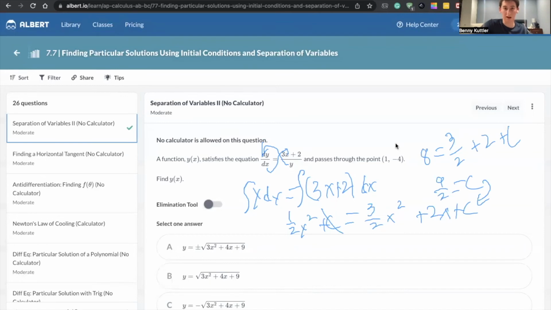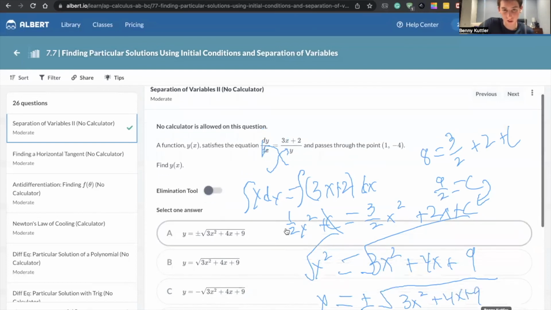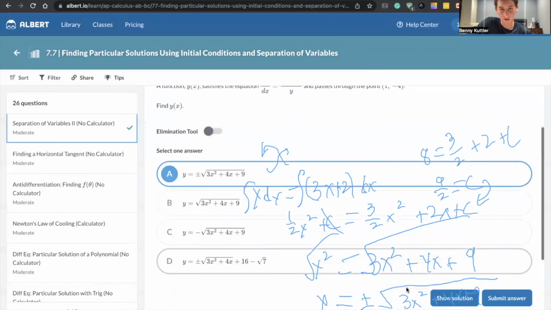And now we have to isolate y because we can't have y squared. We want to find just y by itself. So we multiply both sides by 2. We have y squared equals 3x squared, because the 2 in the denominator is multiplied by 2, so it goes away, plus 4x plus our c was 9/2. 9/2 times 2 is 9. And now take the square root of both sides. Y equals, and remember we have to add a plus or minus, square root of this, 3x squared plus 4x plus 9. And if we look here, I believe that is our answer.